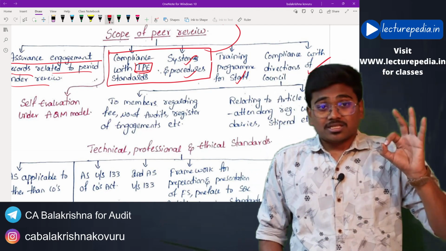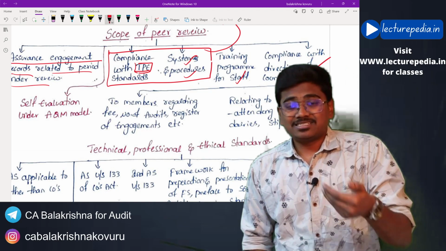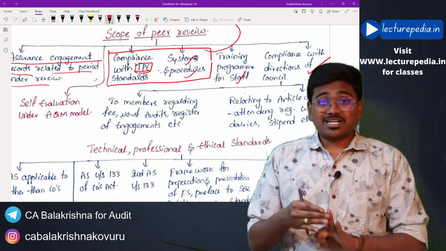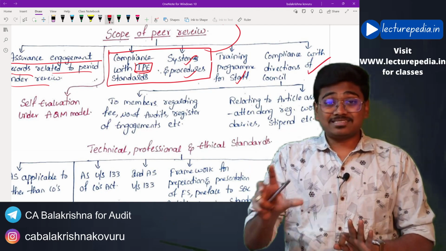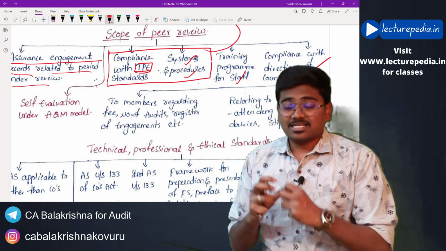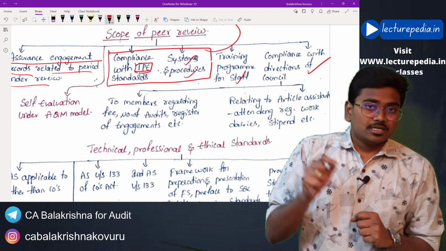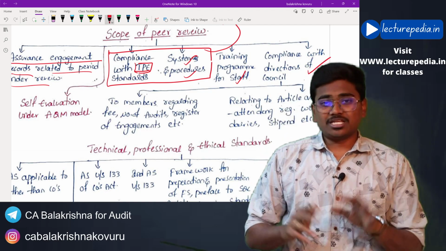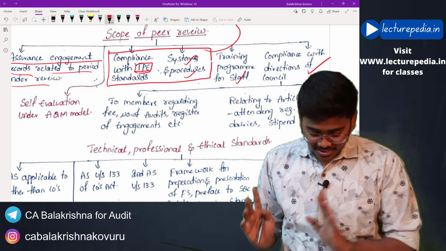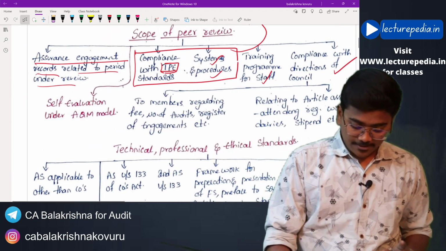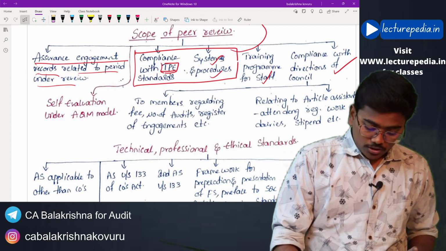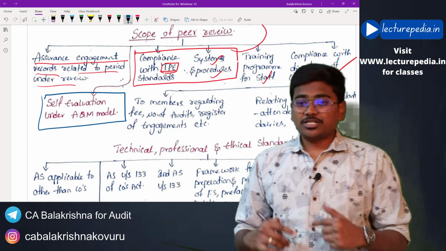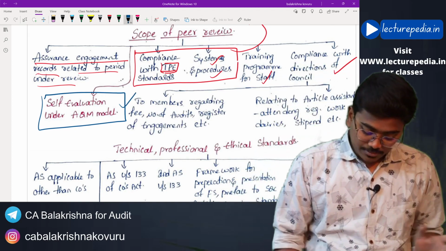And also the council will be providing guidelines related to article staff, like the amount of stipend, work diaries that have to be maintained, attendance register that has to be maintained. Whether these guidelines related to article assistants are followed by the practicing unit or not, even that will be reviewed by the peer reviewer. And finally, the peer reviewer also verifies whether self-evaluation under the audit quality maturity model has been done by the audit firm or not.